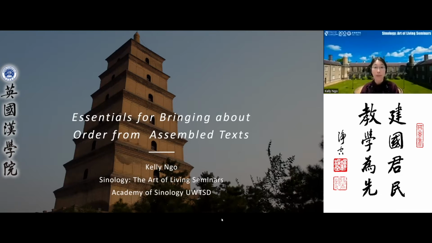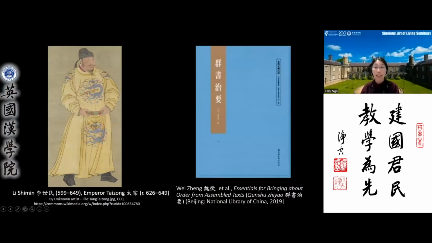This book on the right here is a relatively recent edition published by the National Library of China in Beijing. And this book actually comes to us from a period of the 7th century in China, known as the Jinghuan era. And that was the reign of Emperor Taizong, who is depicted here on the left.